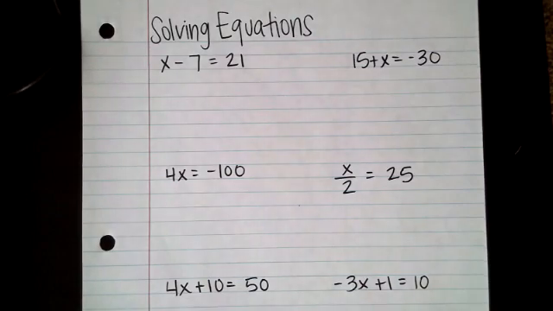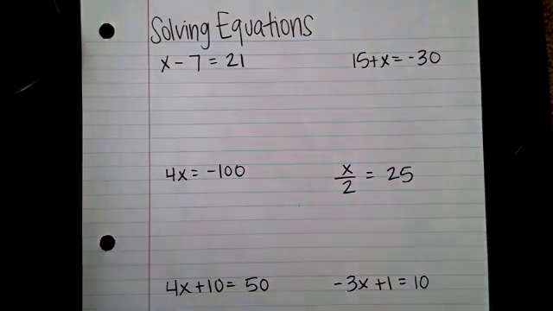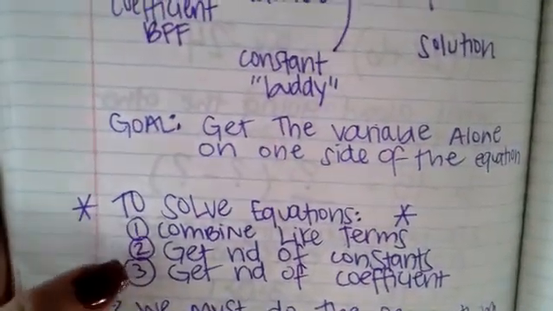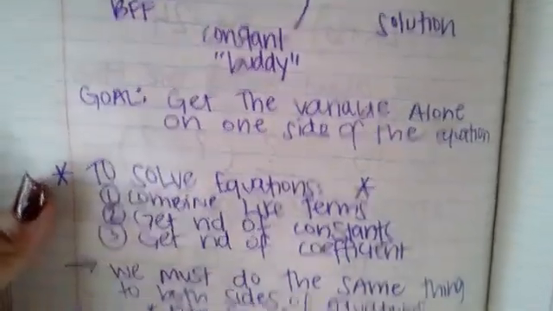Hi guys, so in this video, I'm going to show you some examples of how we solve equations using the steps that we talked about, the three-step process for solving equations. So when we combine our like terms, getting rid of our constants, getting rid of our coefficients, and I'm also going to model all of these properties of equality that we talked about as well.